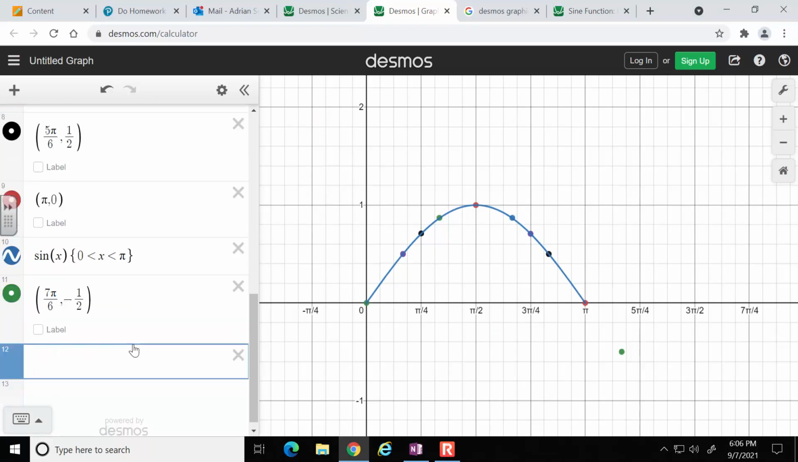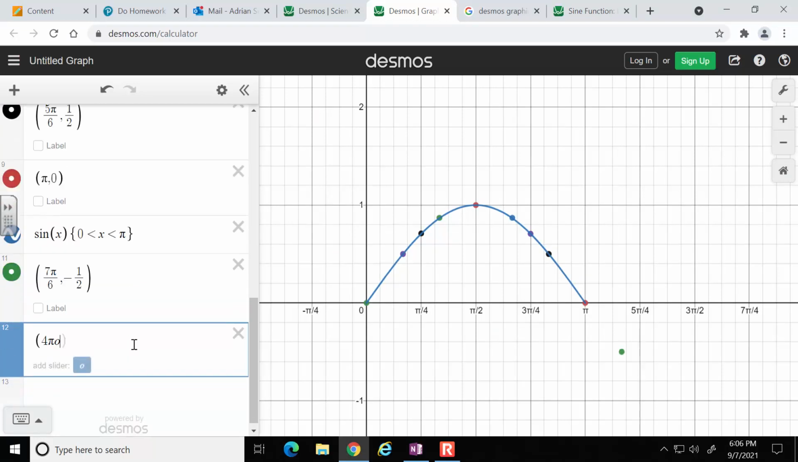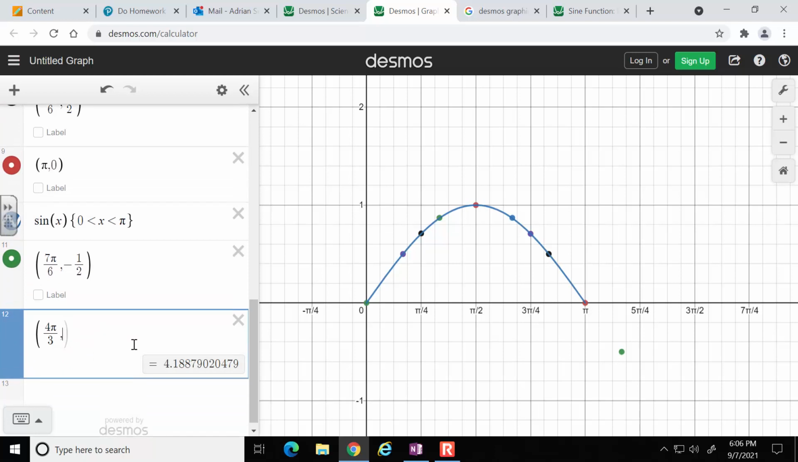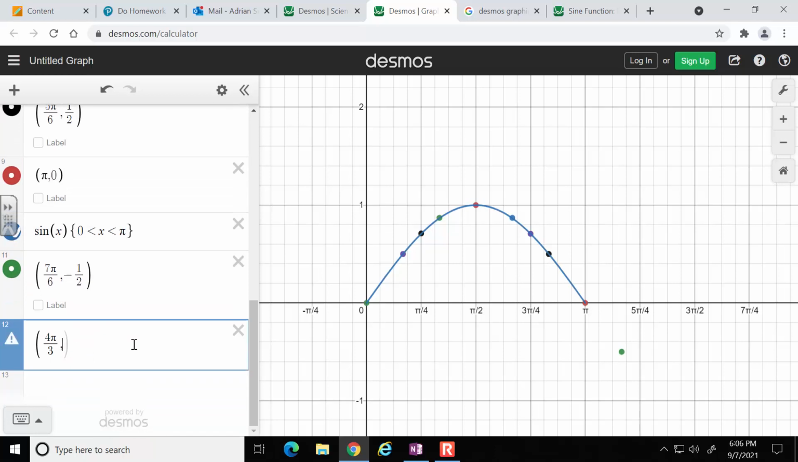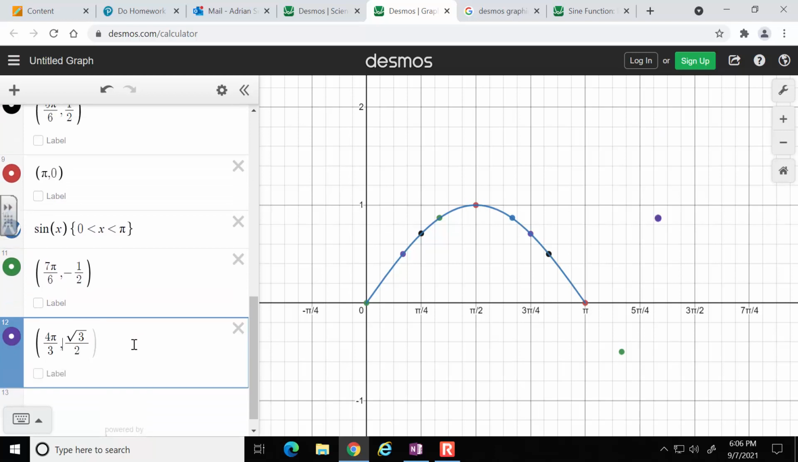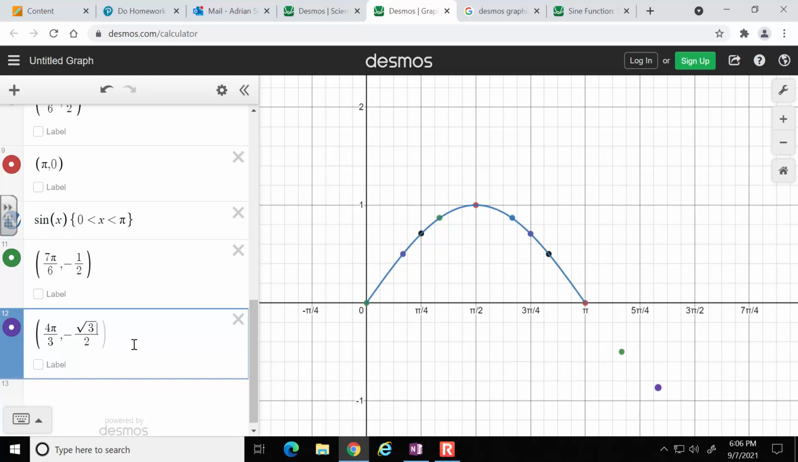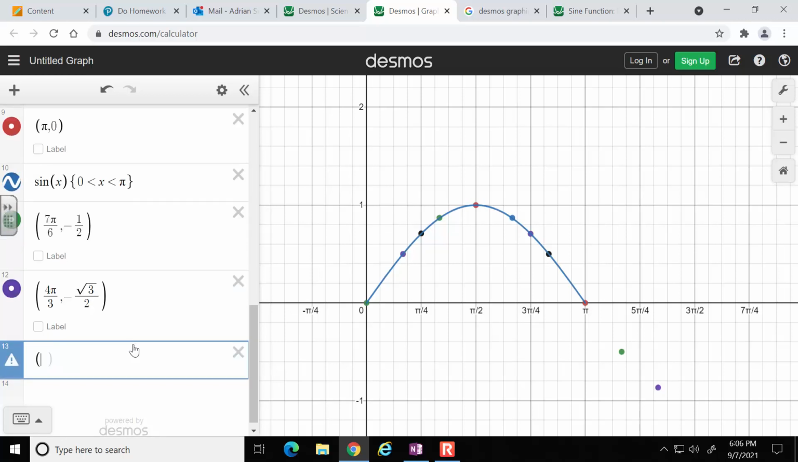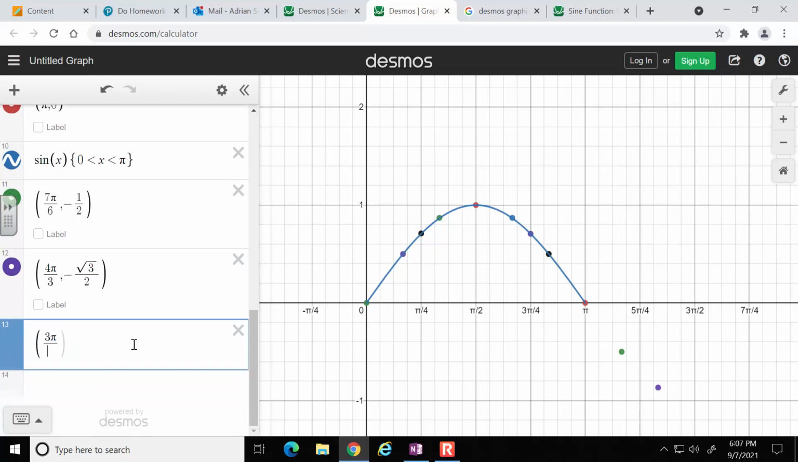Okay, and we did 4 pi divided by 3, comma, 3, 2, that was negative, and -1. So 3 pi divided by 2, comma 4.